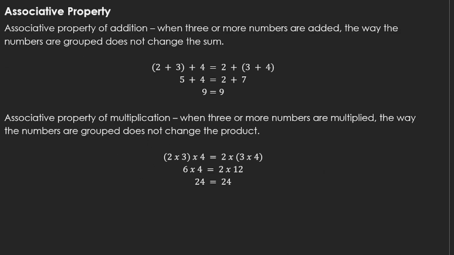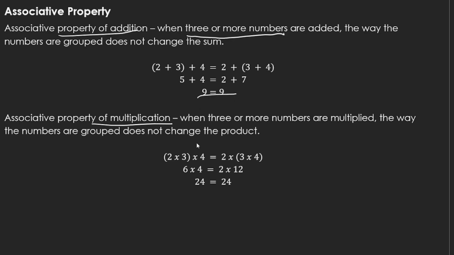Associative property. Same thing, we have for addition and multiplication. The associative property is for 3 or more numbers. So when you have 3 or 4 numbers, the way you group them gives the same result. We have here 2 plus 3 plus 4. 2 and 3 are grouped. On the other side, we have 3 and 4 that is grouped. Using order of operations, we have 5 plus 4 on the left-hand side, 2 plus 7 on the right-hand side, and their sum are the same.